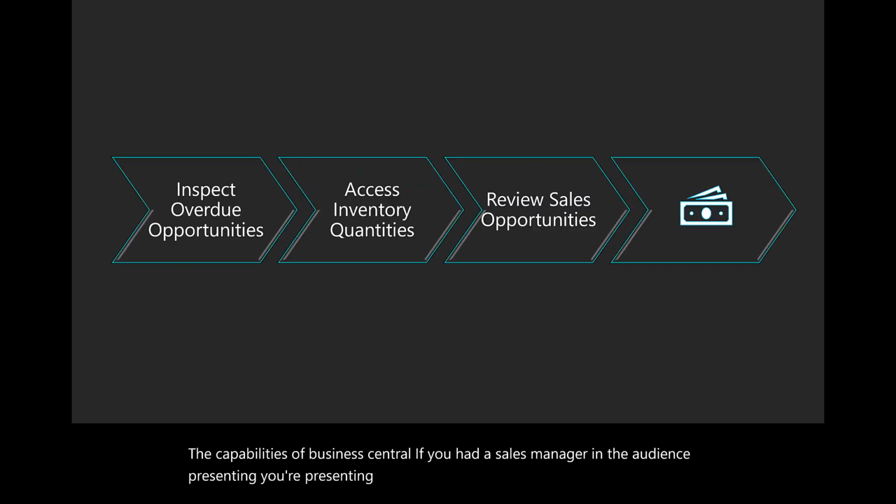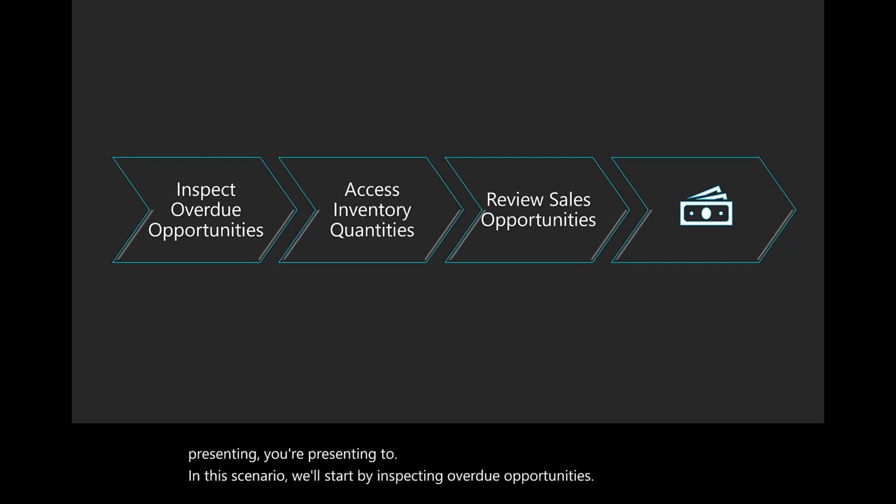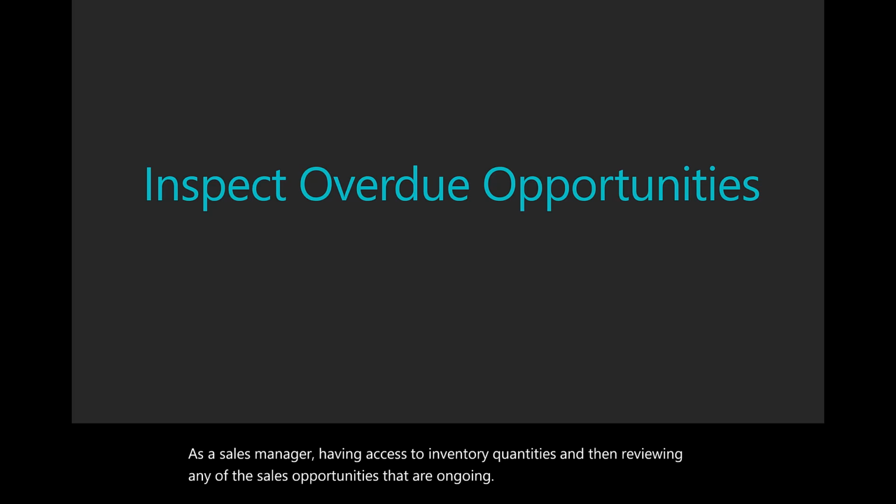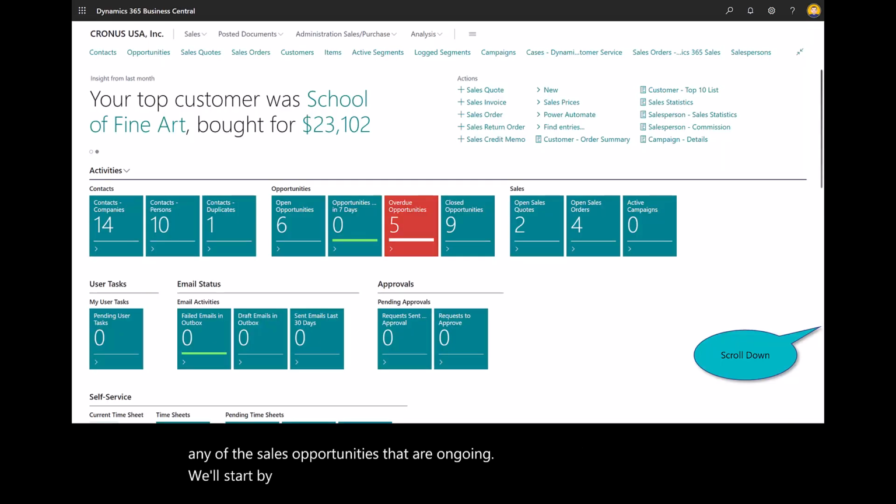In this scenario, we'll demonstrate the capabilities of Business Central if you had a sales manager in the audience you were presenting to. We'll start by inspecting overdue opportunities. As a sales manager, having access to inventory quantities, and then reviewing any of the sales opportunities that are ongoing. We'll start by inspecting overdue opportunities.